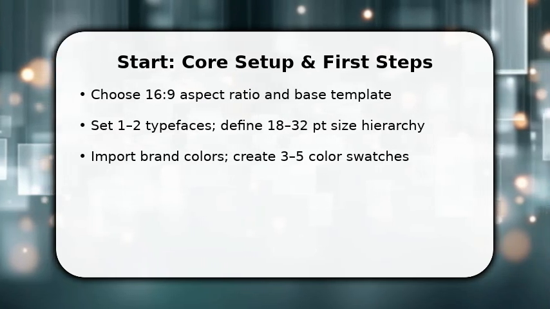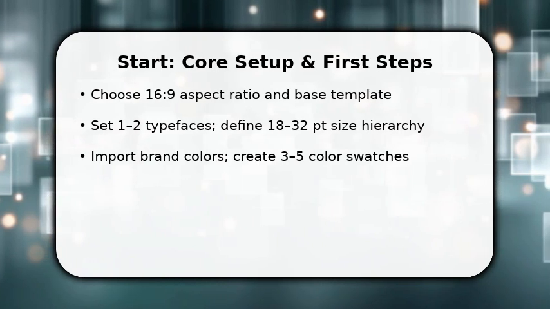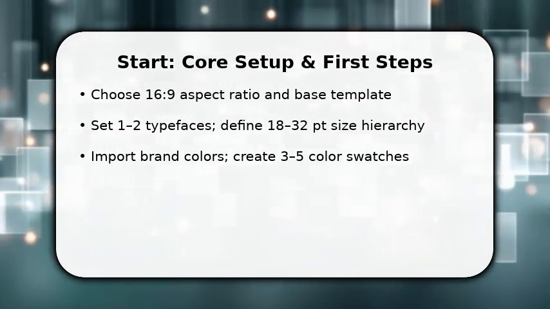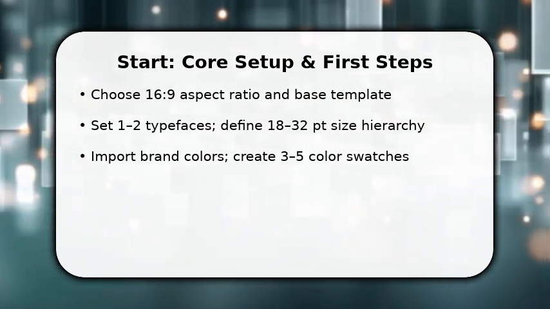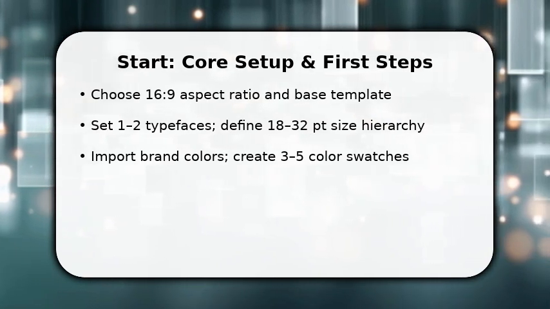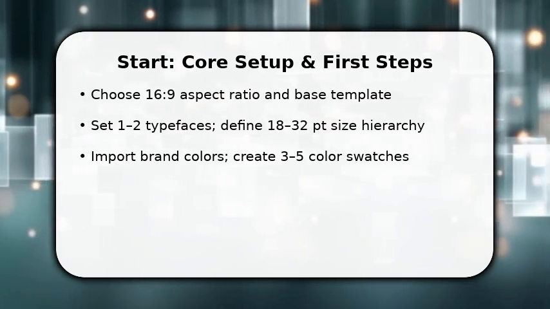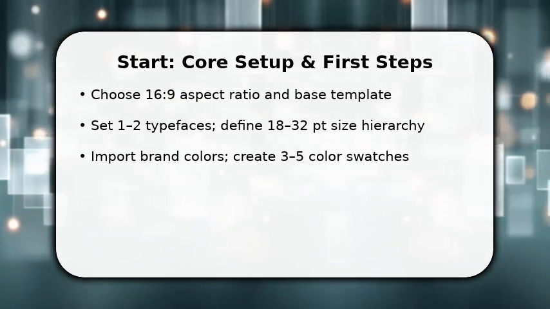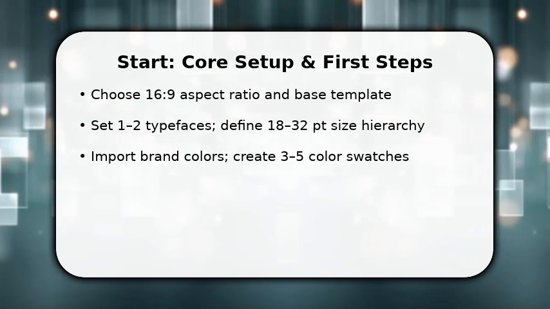Enjoy the video. You begin by locking the essentials so you can iterate quickly. Set the slide size to 16:9 and pick a clean base template. This aligns visuals across devices. Once done, define 1 to 2 typefaces and a clear size hierarchy, heading, subhead, body, so text scales predictably. Then import your brand or project colors and create 3 to 5 swatches to keep contrast and consistency. Make sure to save this slide master before adding content, because it speeds every subsequent slide.